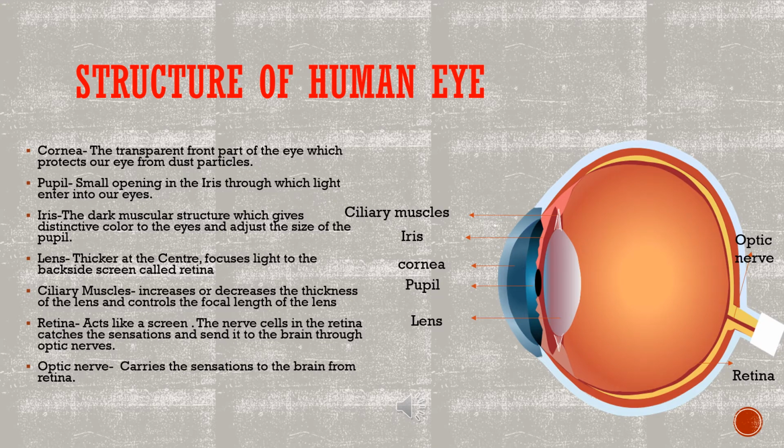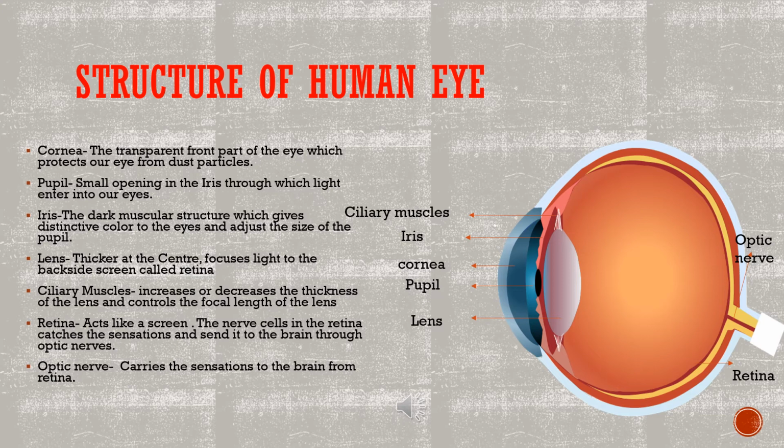Now we can summarize the functions of each part of the eye. Cornea, the transparent front part of the eye, protects our eye from dust particles. Pupil, the small opening in the iris through which light enters our eye. Iris, the dark muscular structure which gives distinctive color to the eyes and adjusts the size of the pupil. Lens, thicker at the center, focuses the light onto the backside screen called the retina. Ciliary muscles increase or decrease the thickness of the lens and control the focal length of the lens.